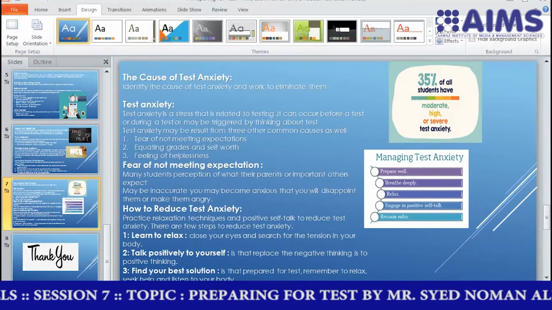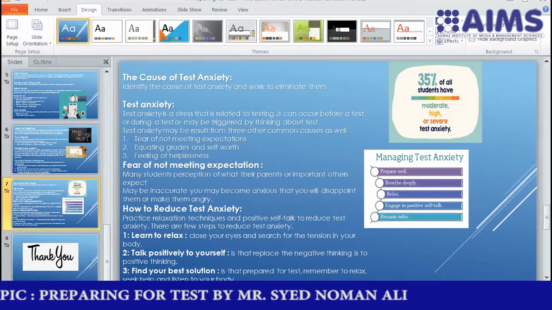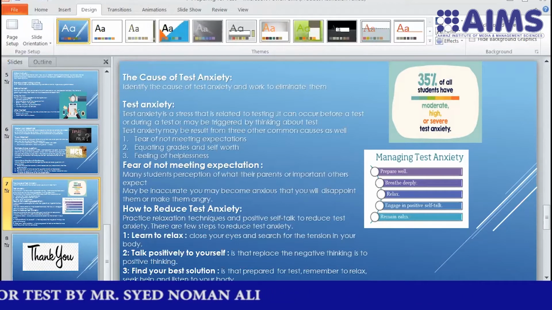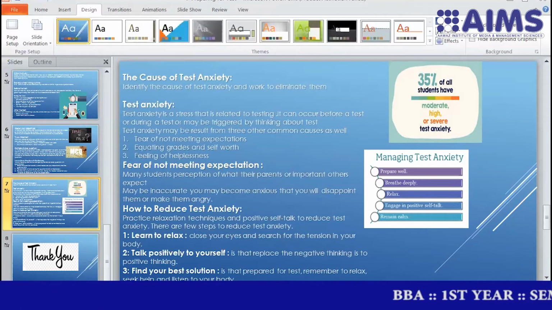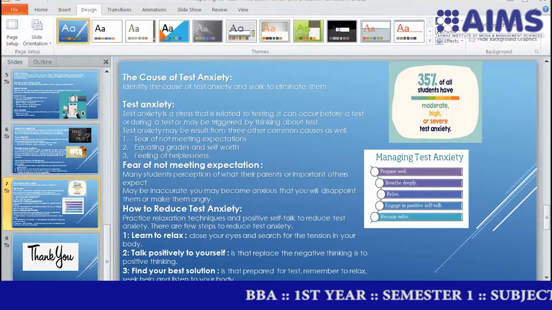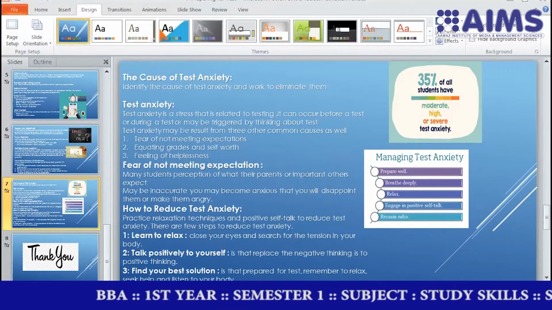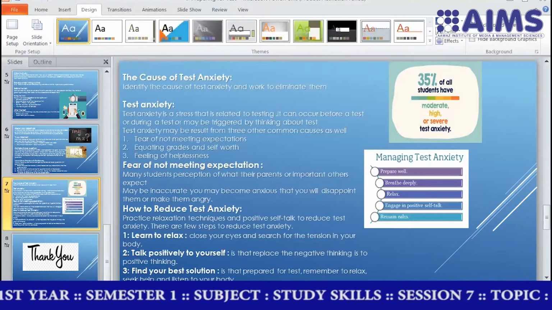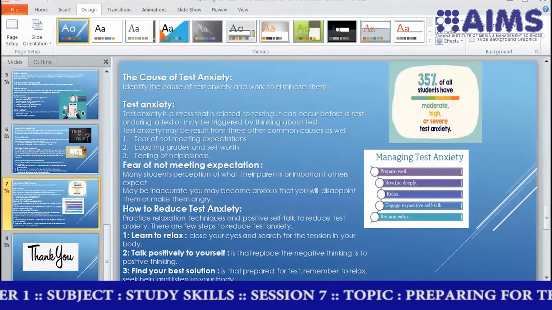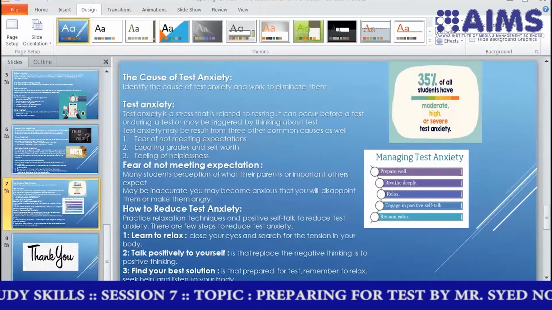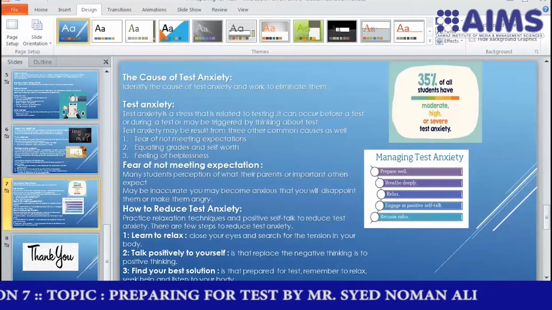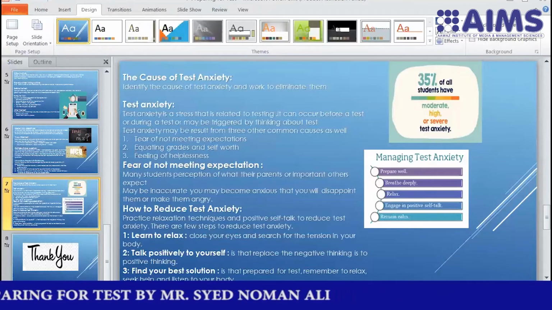Don't replace fear with fear. You meet your expectation, you try to meet the requirement, and then you equate grades and self-worth. Know your worth, and the feeling of helplessness, remove it. Fear of not meeting expectation, your parents, your society, your friends, and you also have some expectation regarding the grade.